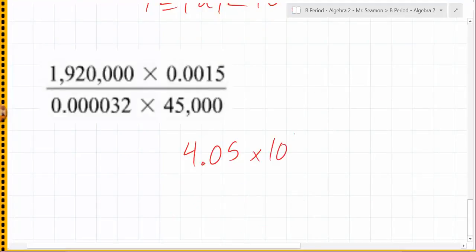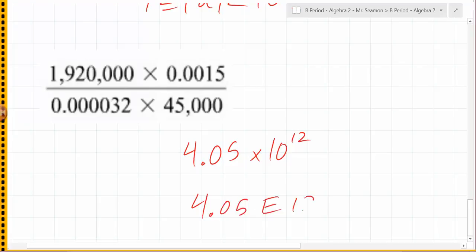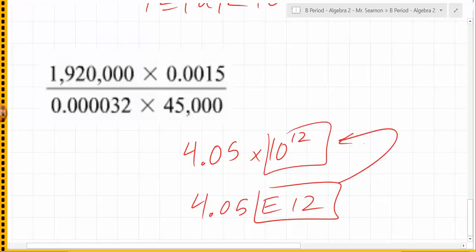Okay, so let's get 4.05 times 10 to the 12th. Who got that right there? 4.05 times 10 to the 12th. You plugged it into your calculator and it spat out an answer. That's fine. Is that how you did it? What did it write when it gave it to you on your calculator? 4.05 E12, exactly. What does E12 mean? Times 10 to the 12th, exactly. Very good, that's what I wanted to make sure you know.